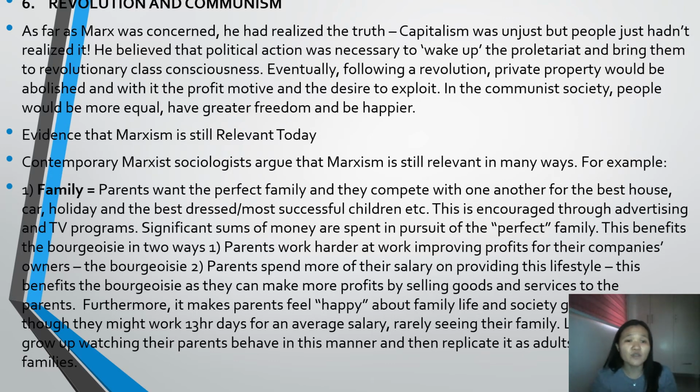Generally, even though they might work 13 hours a day for an average salary, rarely seeing their family. Lastly, children grow up watching their parents behave in this manner and then replicate it as adults with their own family. So, kapag yun ang nakita ng bata dun sa mga magulang nila, yun din ang gagayahin nila. At ganun din ang gagawin nila dun sa magiging pamilya nila.